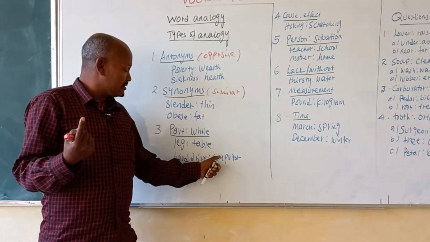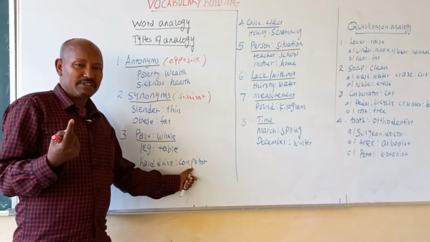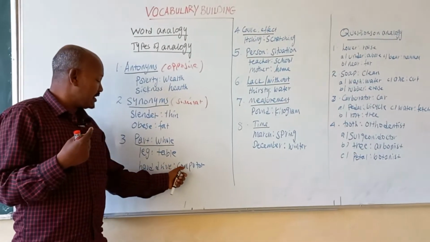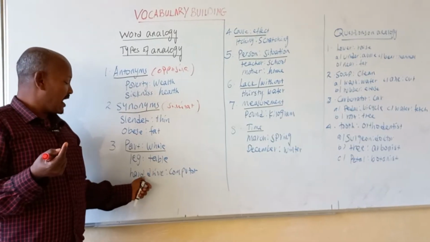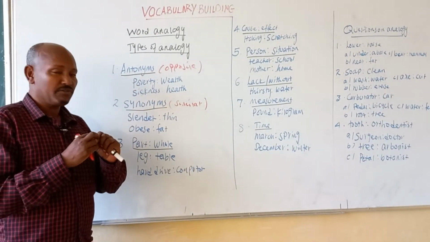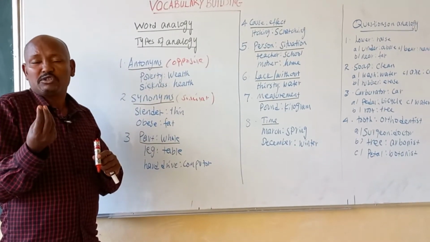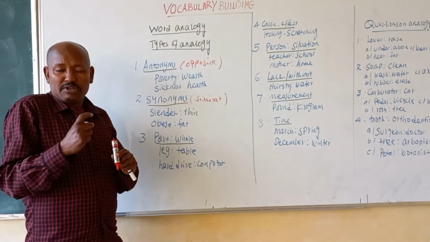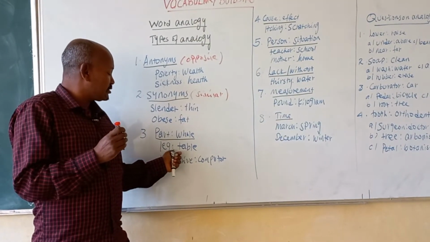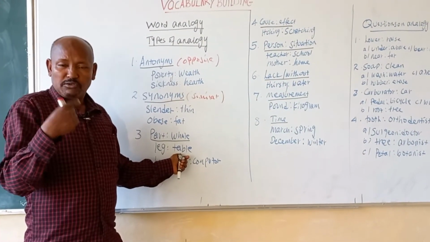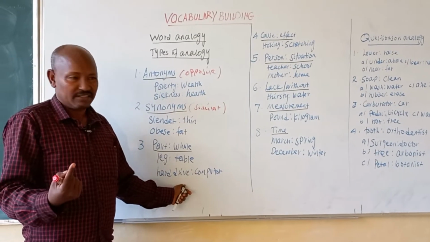And hard drive is to computer, which means hard drive correlates with computer. The type of correlation is part to whole, because hard drive is a part of a computer. So part to whole is the third type of analogy. We can find the meaning of analogy words this way. If I know the relation between leg and table, which is part to whole, I can also define how the rest of the words are correlated with each other.